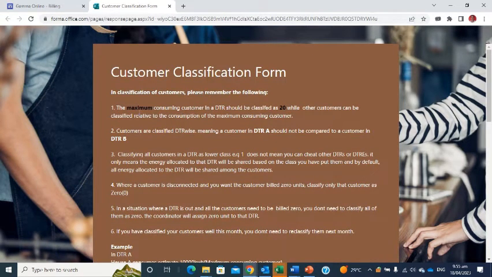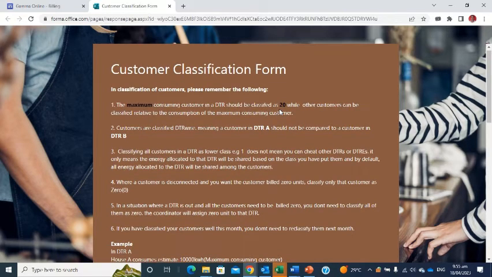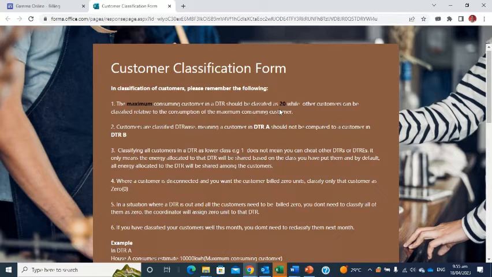Now, the first thing is the maximum consuming customer in a DTR should be classified as 20, while other customers can be classified relative to the consumption of the maximum consuming customer. What that means is that you get to a transformer first, as a DTRO executive, and identify which of the customers in that transformer consumes the most. Whether the one that consumes the most has only a deep freezer, maybe two bulbs and a fan, just a few appliances, please let that customer be classified as 20 so long as he is the maximum consuming customer in that DTR. So that's the idea. You classify that customer as 20.